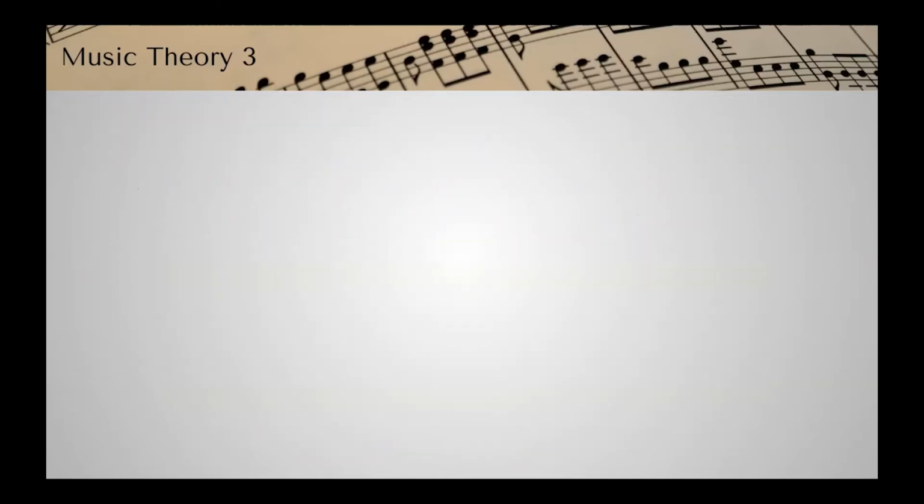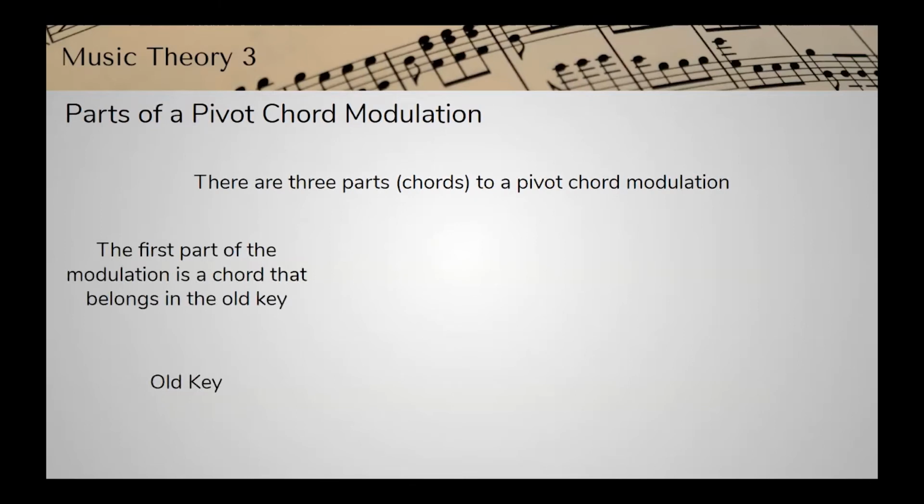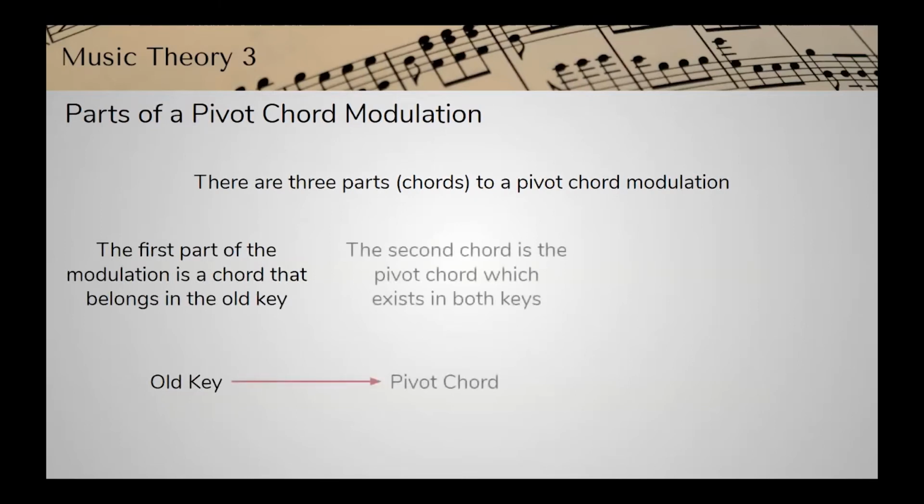Okay? All right, so there are three parts to a pivot chord modulation. The first is simply a chord that exists in the old key, and that moves to a chord that is the pivot chord, the chord that exists in both keys.